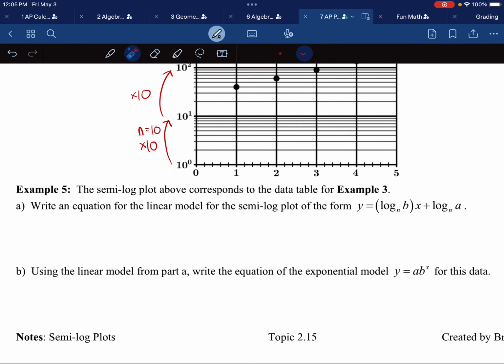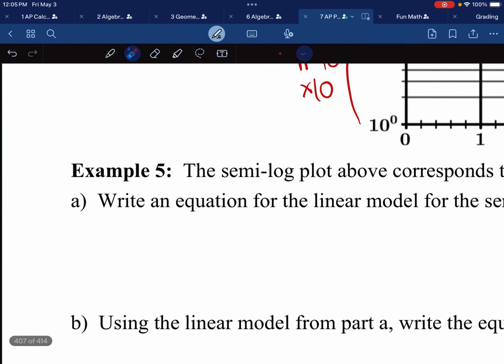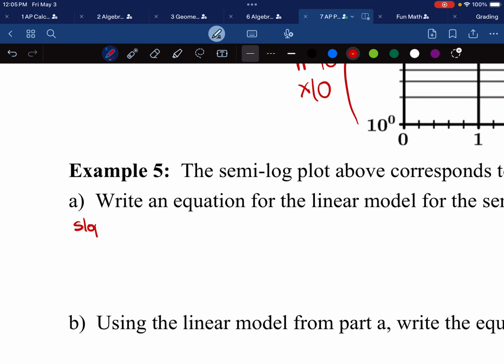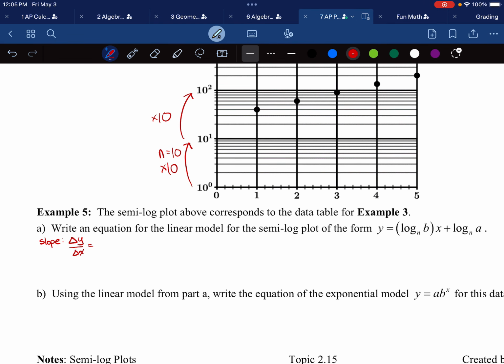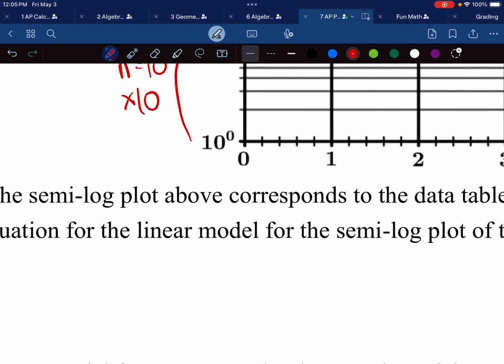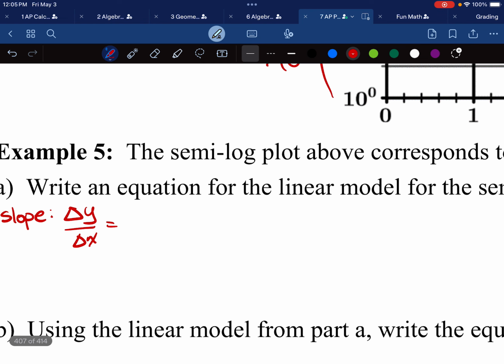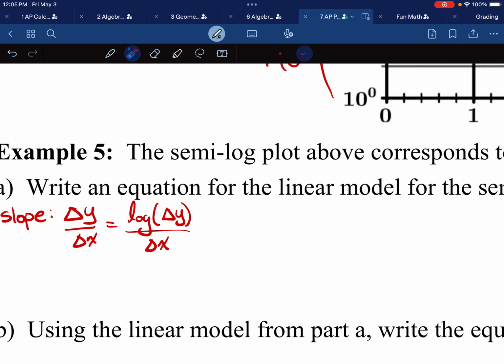I'm going to find the slope. My slope here is going to be the change in y over the change in x. So the change in y is actually the log of the change in y. So let me modify this. On a semi-log plot, it's really log of the change of y. And then my change of x has not been scaled logarithmically, so it's still the change in x. So that's what I'm really doing here.